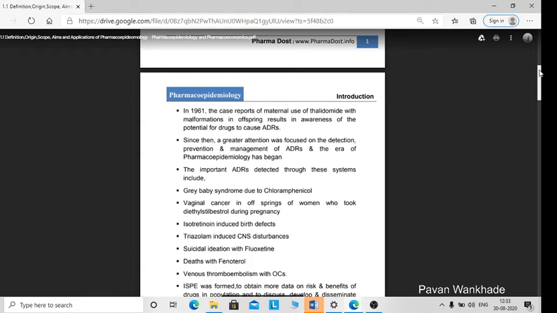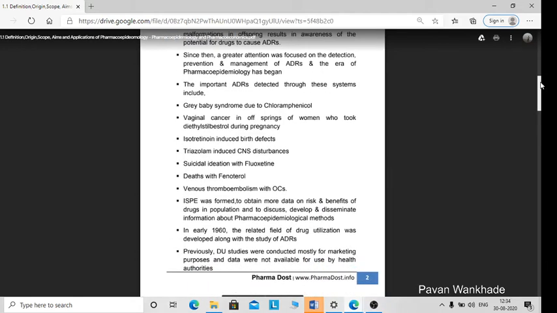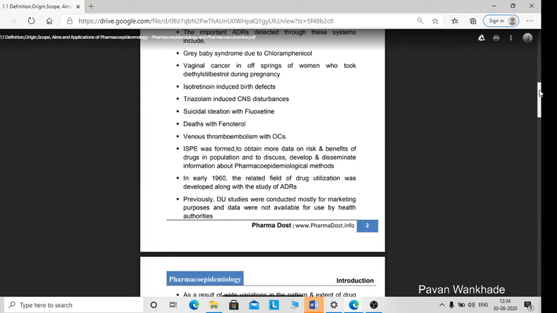Isotretinoin-induced birth defects. Isotretinoin is a vitamin A derivative used in the treatment of acne, which causes birth defects. Triazolam-induced CNS depression, suicidal ideation with fluoxetine, which is an antidepressant drug, and death with fenoterol. Fenoterol is a beta-2 sympathomimetic drug used in the treatment of asthma. Venous thromboembolism with oral contraceptives.